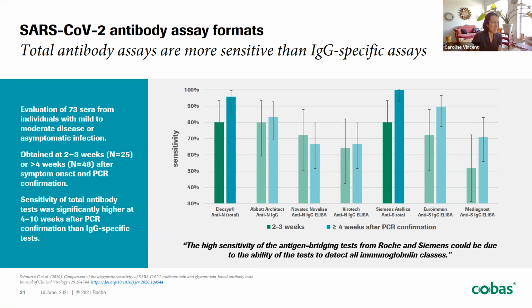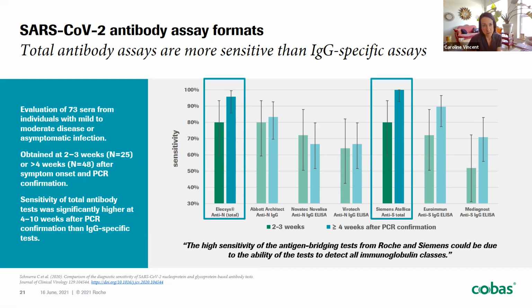As we can see, the sensitivity of total antibody tests, such as those from Roche and Siemens here, was significantly higher at more than 4 weeks after PCR confirmation than for IgG-specific assays. The authors suggested that this could be due to the ability of total antibody tests to detect all immunoglobulin classes. So this is one hypothesis for the increased sensitivity provided by total antibody assays.